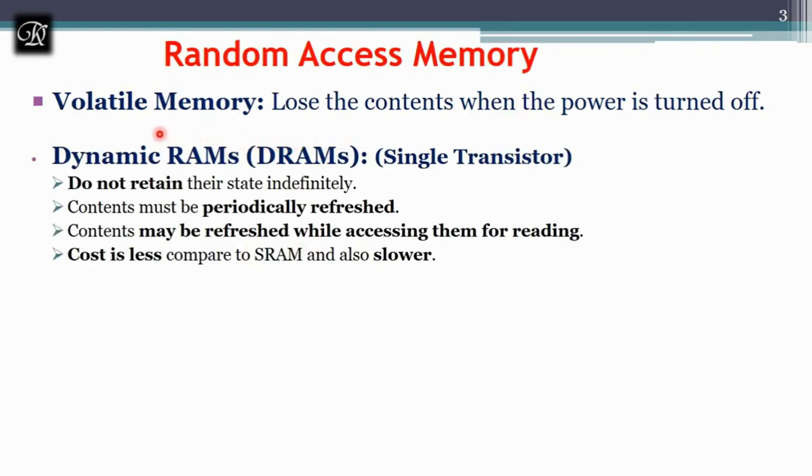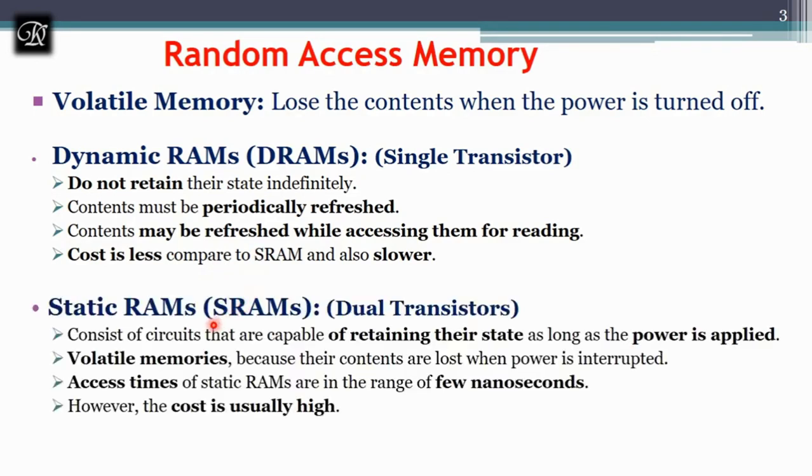Random access memory is volatile in nature, which has two types. The first is the dynamic RAM, which is based on a single transistor. It cannot retain the state of the data for a long time, so we have to periodically refresh the data, and the content might be refreshed while accessing them for reading. This may result in losing the data. Cost is less compared to SRAM, but it is slower.